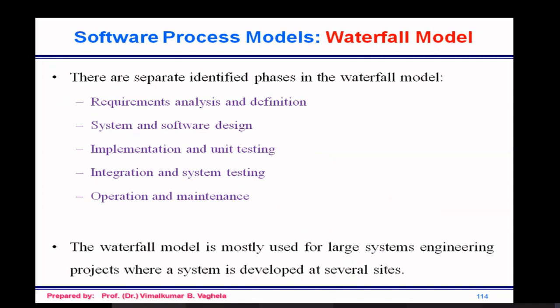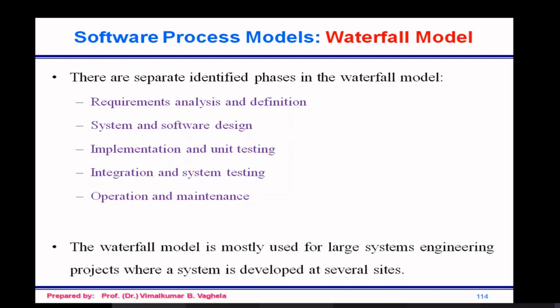Waterfall model is mostly used for large system engineering projects where software is developed at several sites. So are you able to understand? We are developing a large software. Large means what? That software has more functional requirements. The software which contains a larger number of functional requirements is to be considered large. The software which has a limited number of functional requirements is to be called small.